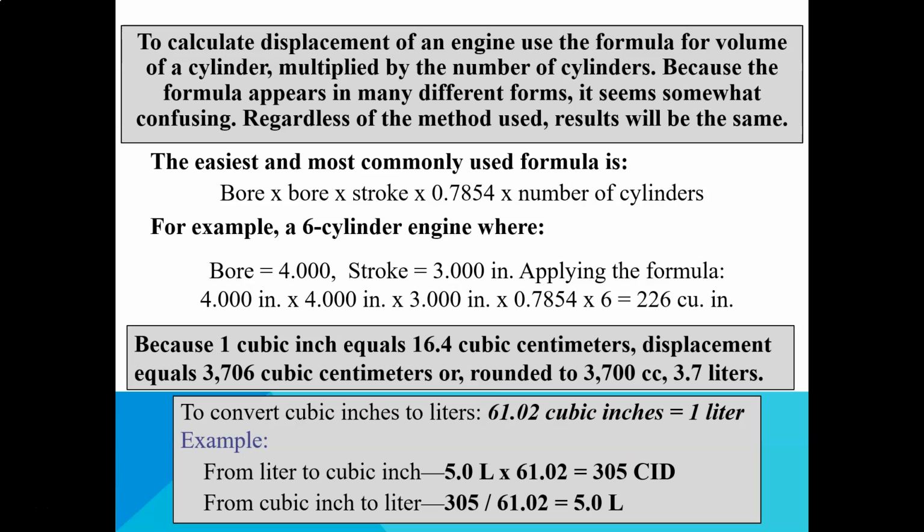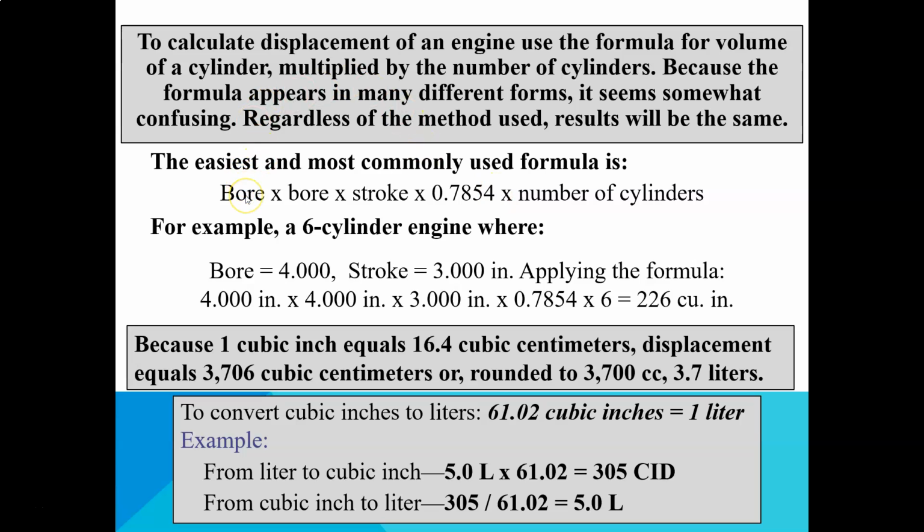So you can do some math and you can figure out what your engine would be calculated as, right? To calculate displacement of an engine, use the formula for volume of a cylinder multiplied by the number of cylinders. Because the formula appears in different forms, it seems confusing, but it's pretty straightforward. It comes out the same, right?